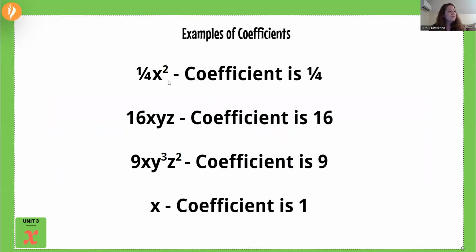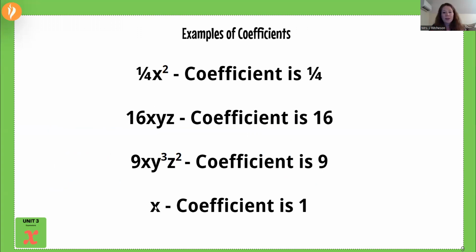All right, so all of these have coefficients. It's whatever is being multiplied by a variable. So the coefficient in the first example is 1/2. The coefficient in this whole long term is 16. The coefficient in this long one term is 9.